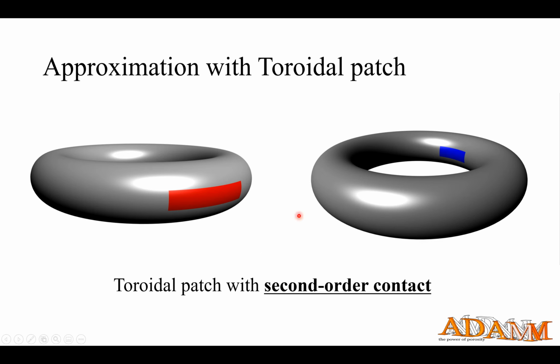Now, I'd like to introduce the toroidal patch that we use. We can generate a toroidal patch with second-order contact. When curvature is positive, we can use the outer part of the torus. When curvature is negative, we can use the inner part of the torus.